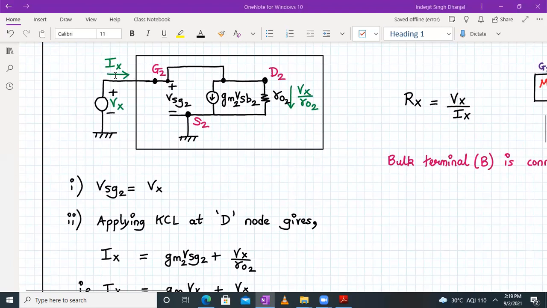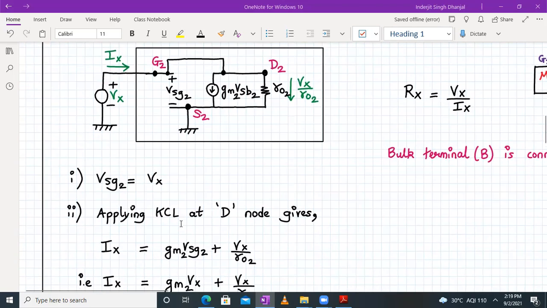What is the incoming current? Incoming current is Ix. If you see carefully, Ix is flowing through G2 and then it is going to D2, right? So Ix is equal to, now the outgoing currents, Gm2 into VSB2 plus Vx upon RO2.